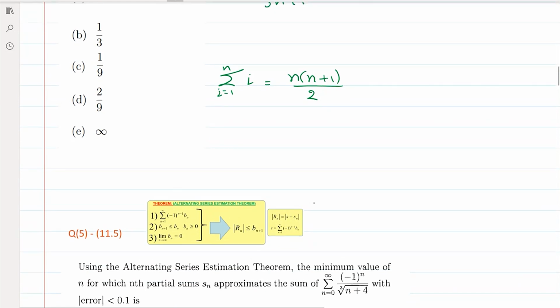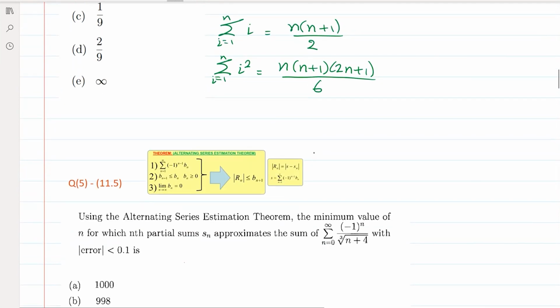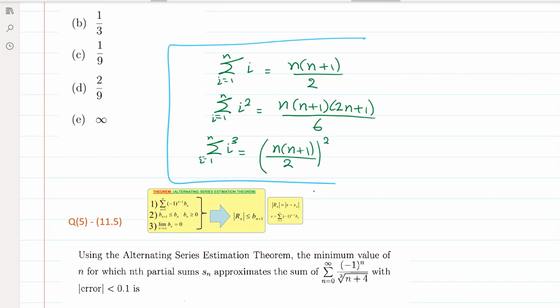The second one, what is the sum of the squares of the integers? This is Ali. n times n plus 1 times 2n plus 1 over 6. Exactly. Now suppose that you face this one, summation from i equal 1 to n of i cubed. This will be n times n plus 1 over 2, all squared. Exactly, same as the first one, but squared. These 3 rules, guys, you have to remember very well. This is very important.